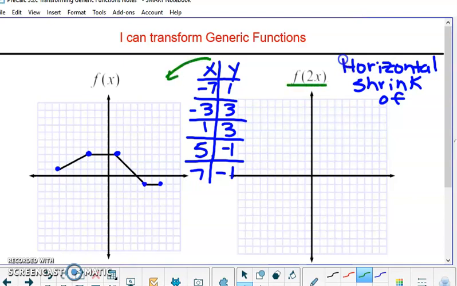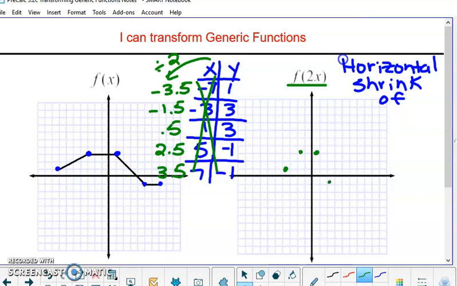Okay, so I'm going to look at what it tells me to do. It's going to be the opposite of the x's. So instead of multiplying by 2, I'm going to divide by 2. So negative 3 divided by 2, 1 divided by 2, 5 divided by 2, 7 divided by 2. So now we've replaced the x's with that. And now we're going to plot that. So I'm going to go left 3.5, up 1, left 1.5, up 3, right half, up 3, right 2.5, down 1, right 3.5, down 1.